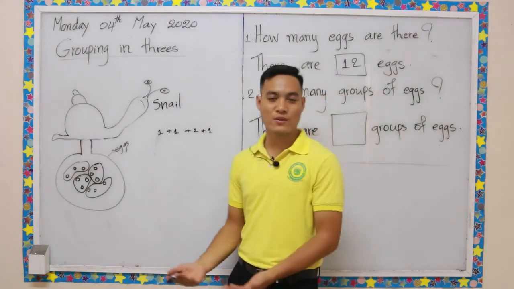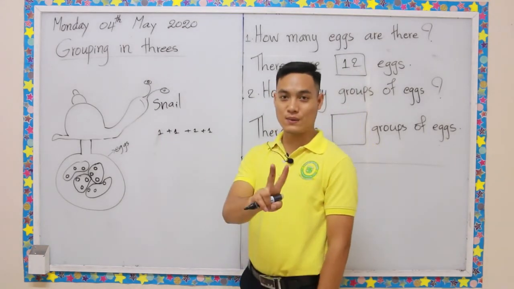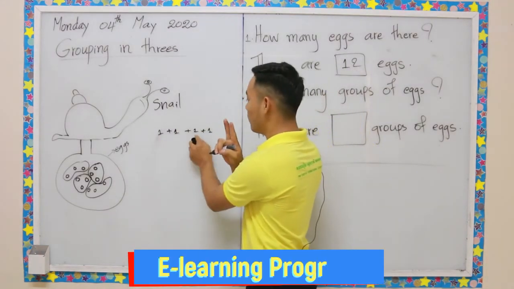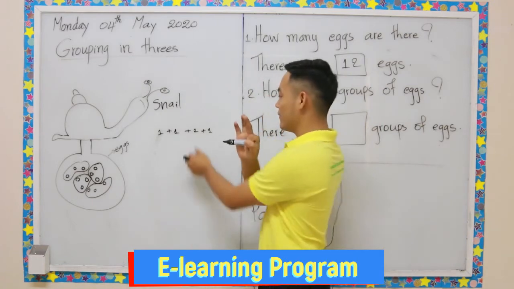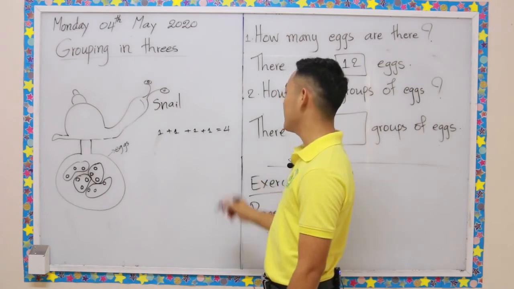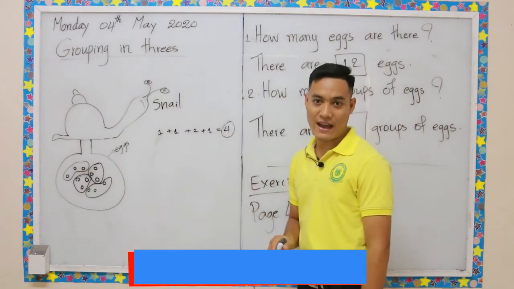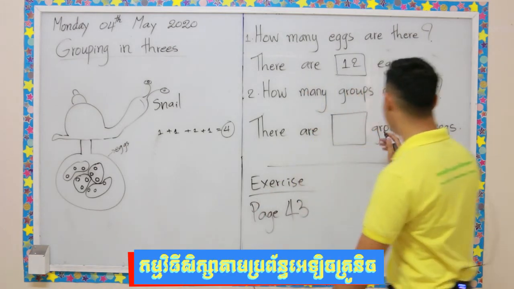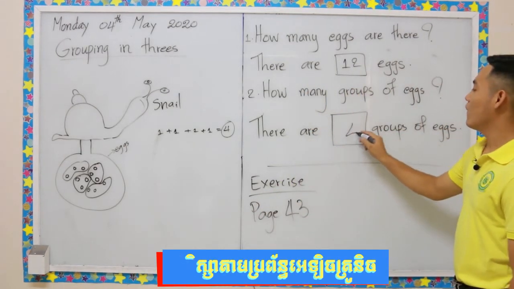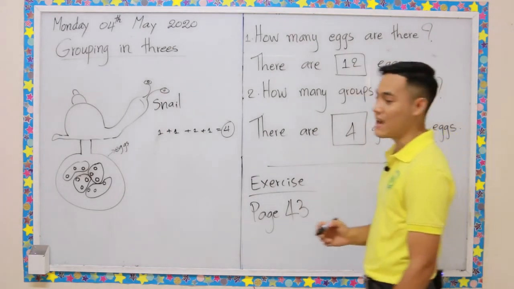So how many groups can you answer? Yeah. 1 plus 1, 2. 2 plus 1, 3. 3 plus 1, 4. So how many groups are there? There are 4 groups of eggs. Okay, so over here there are 4 groups of eggs. So here is the answer.